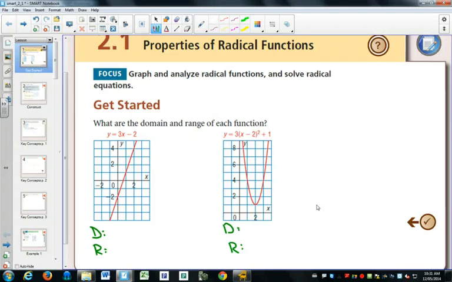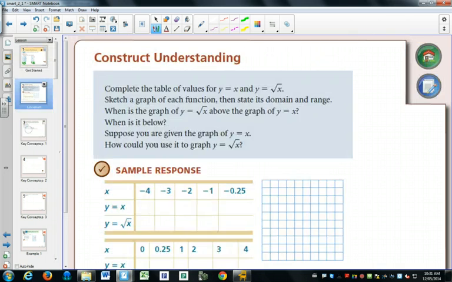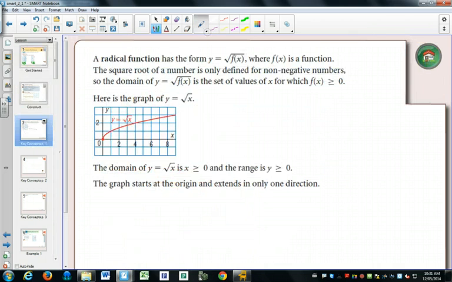All right, first one, domain and range. What are they? Both elements of the reals. Excellent. And the second one, domain. Also everything. What would the range be? Greater than or equal to 1. Perfect. No problem. We're going to skip the construct the understanding and then go here and highlight a definition.